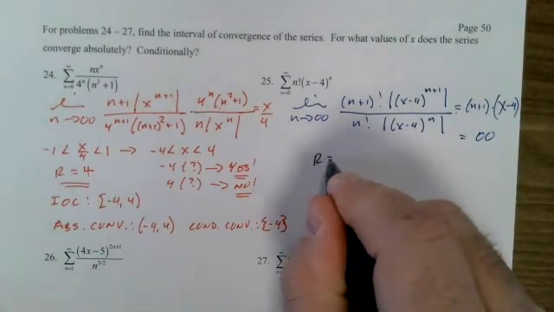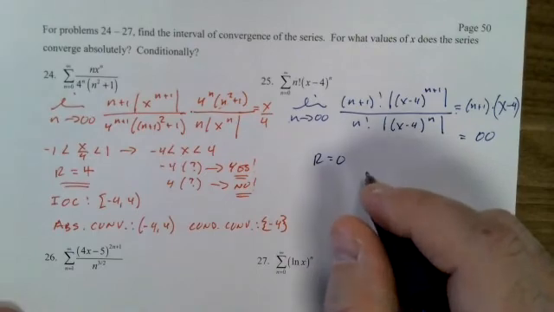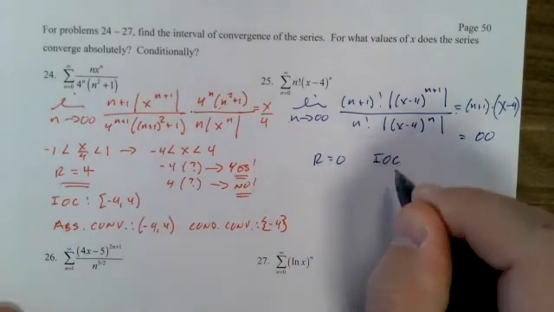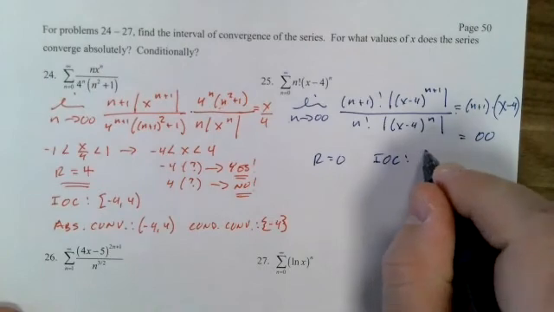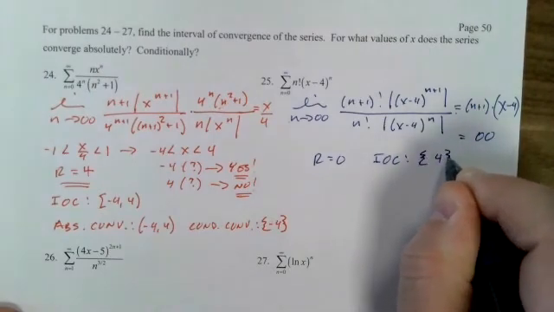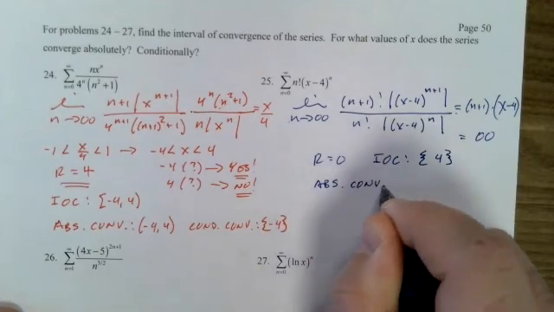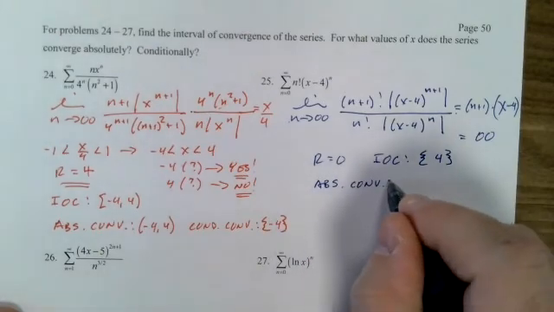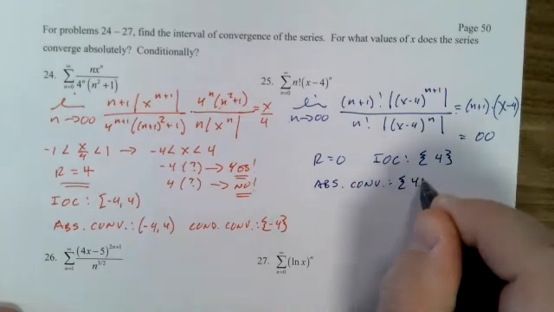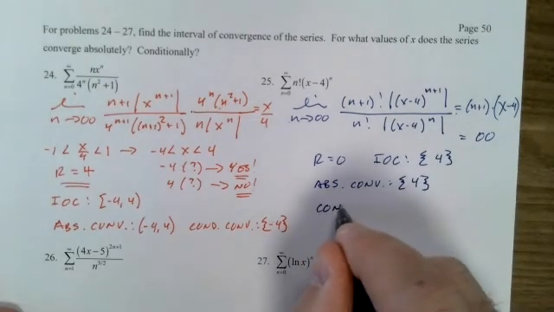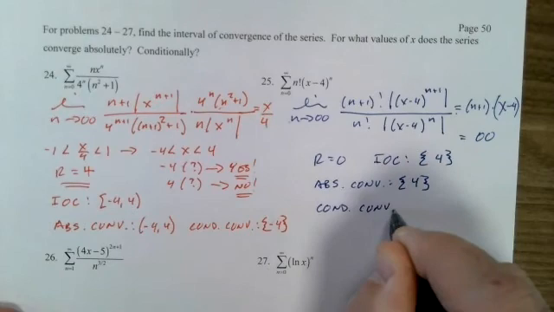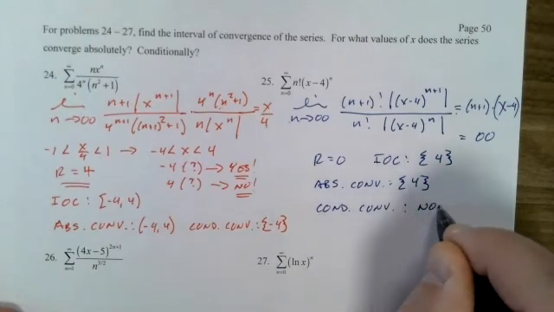So if a radius equals 0, you have an interval of convergence. When does that equal 0? When I put in x equals 4. You have absolutely convergent only at 4 and conditionally convergent none.